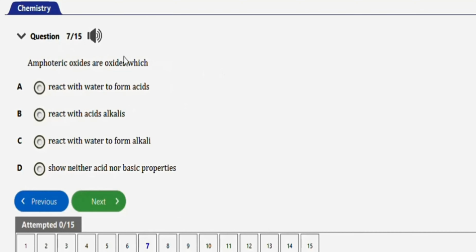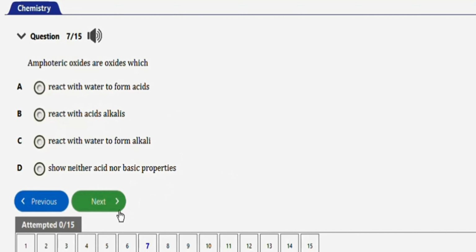Next repeated question will be this one. It says amphoteric oxides are oxides which react with water to form acid? No. Reacts with acid and alkalis? React with water to form alkali? No. Show neither acidic nor basic properties? No, it's not neither, it has to show one. So the closest answer to this question is option B, reacts with acid and alkali. They react with both acid and base to form salt and water only. Right option is option B.